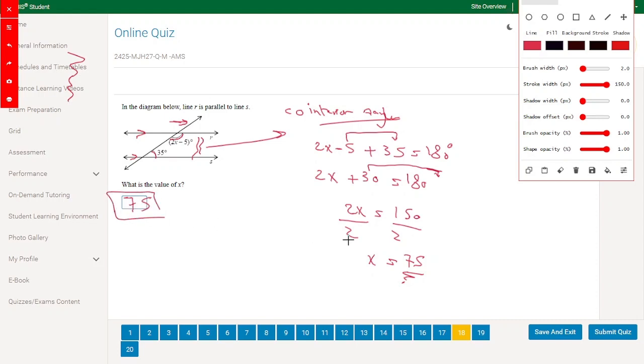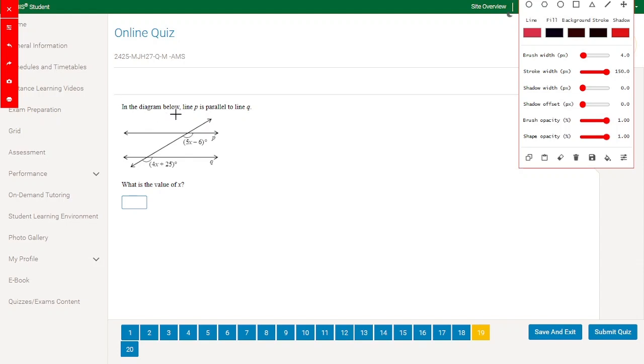Okay. In the diagram below, line P is parallel to line Q. So line P is parallel to line Q, and this line is transversal for these two lines. So here we have this angle, which is 5x minus 6, and the other angle is 4x plus 25. So as we see, because we have two lines that are parallel, this angle and this angle are corresponding angles, and because the lines are parallel, the corresponding angles will be equal.